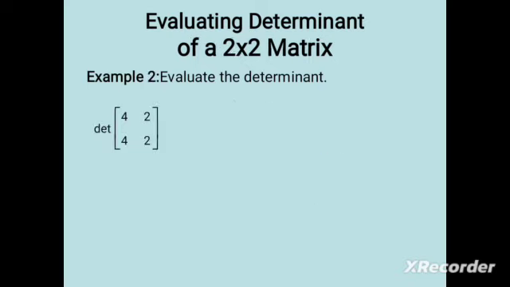Number 2, evaluate the determinant of the matrix 4, 2, 4, 2. So to get the determinant, we'll multiply the elements in the main diagonal minus the elements in the other diagonal, so that we get the difference. So we have 4 into 2 minus 4 into 2, you get 0. In this case, if a determinant is equal to 0, then it means the inverse is not there.